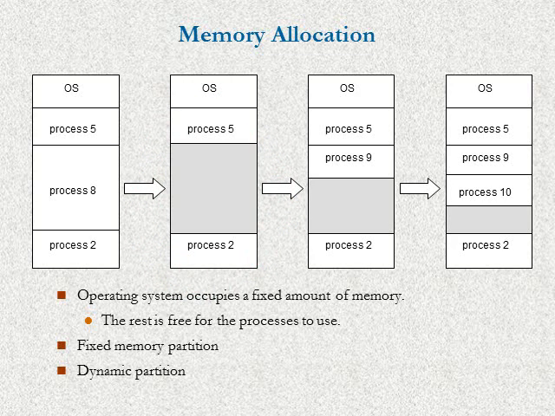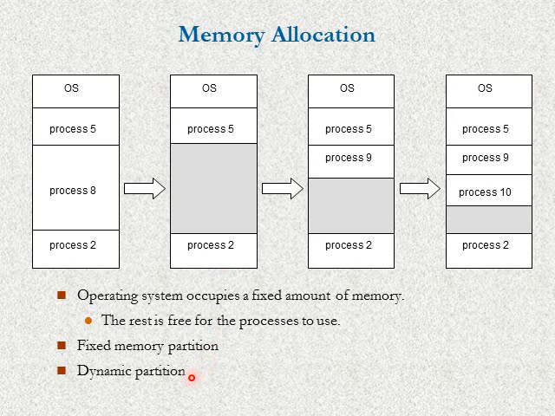When we have memory allocations, there are two types of partitions that are possible. The first one is the fixed memory partitions, and the second one is dynamic partitions. In the fixed memory partition, if we have this user space, or the space where the user processes can be loaded, this space can be partitioned in fixed size chunks. For instance, if this space is 100 megabytes, we can divide it into 10 chunks of 10 megabytes each.